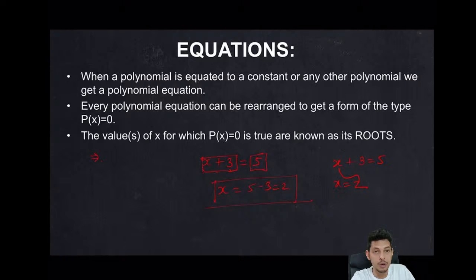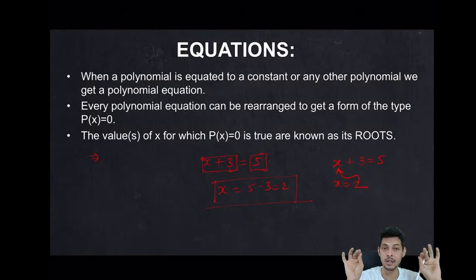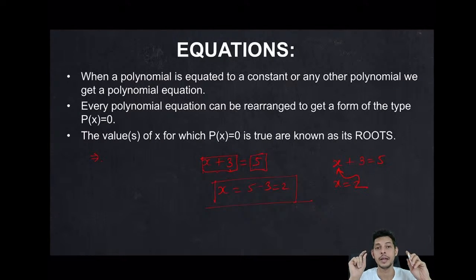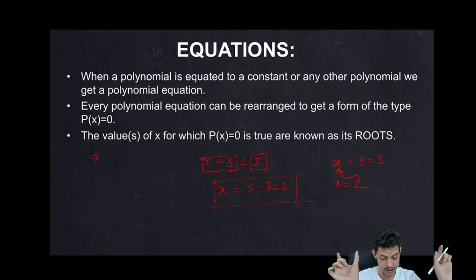If you put x is equal to 2 back in this equation, you do get 2 plus 3, and the left hand side and right hand side are equal, okay. So solving an equation, and in general a polynomial equation over here, because we are interested in polynomials as for now, is looking for the variable x which makes left hand side and right hand side same, okay. So this is what we are going to do.